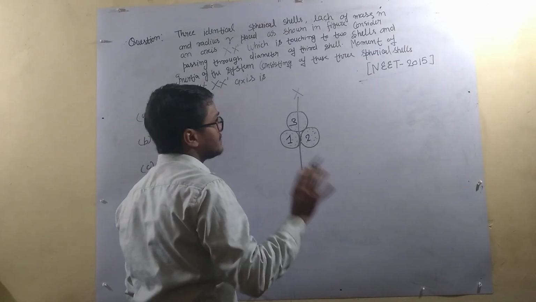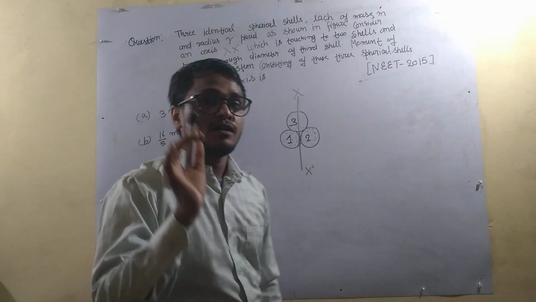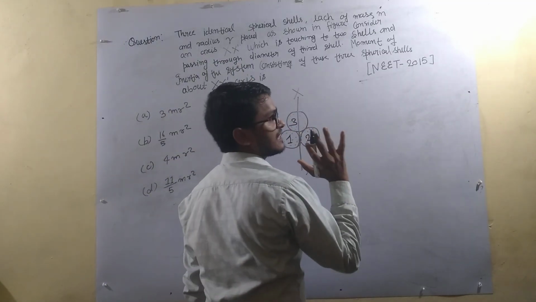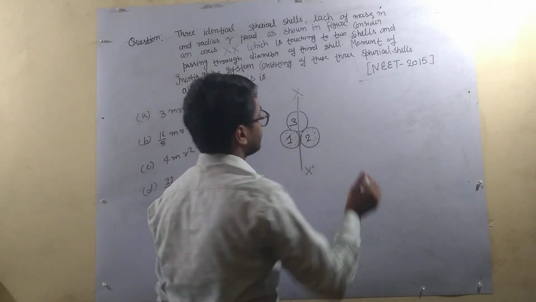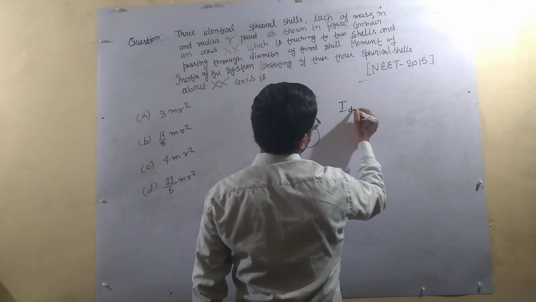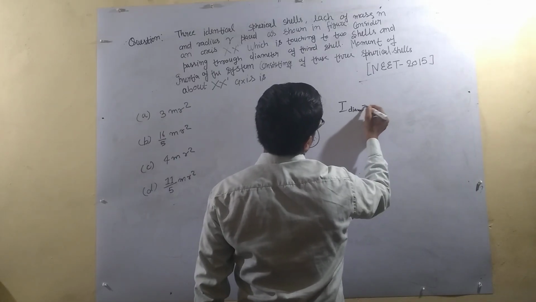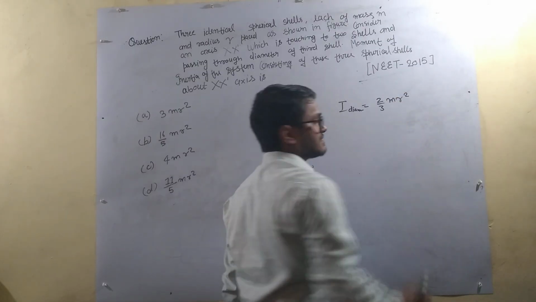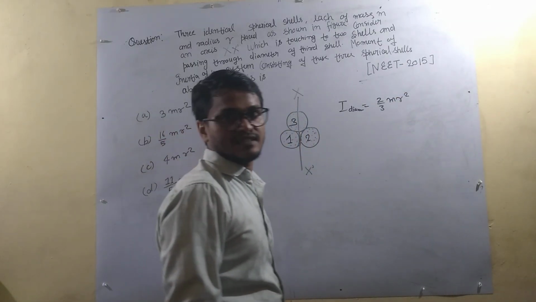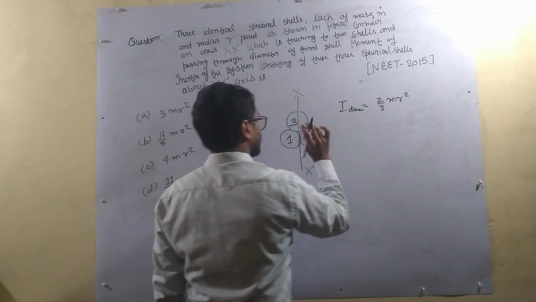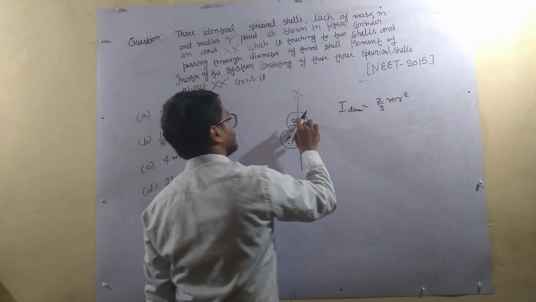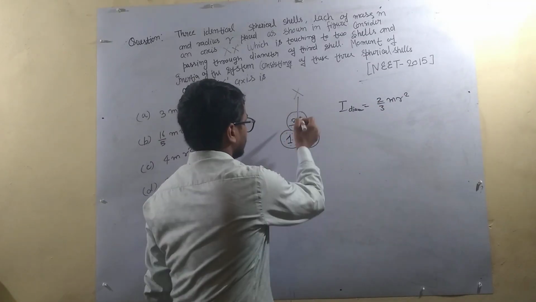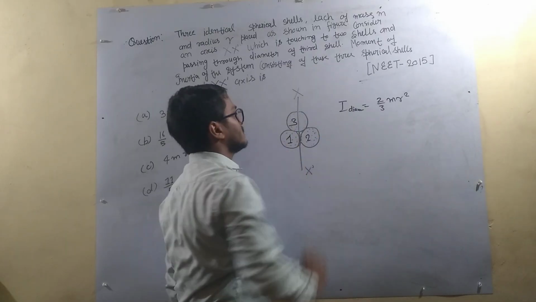First we know that the moment of inertia of any spherical cell about the diameter is 2 by 3 mr square, where m is the mass and r is the radius of the spherical cell. So the moment of inertia of the third spherical cell is 2 by 3 mr square because the axis is passing through the diameter.